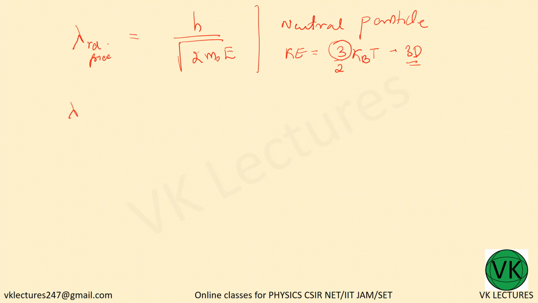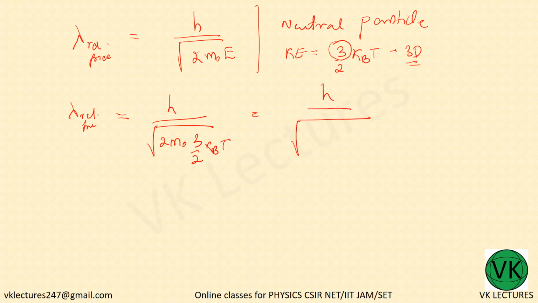So for lambda relativistic, for a free neutral particle, it will be equal to h divided by under root 2 m naught into E, where E is 3 by 2 kT. So that is equal to h divided by under root 3 m naught kT.